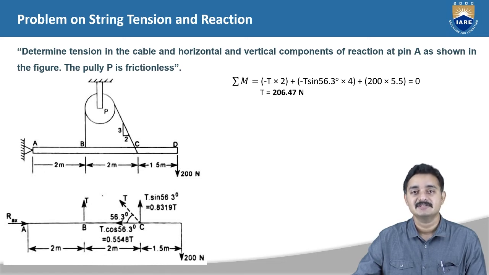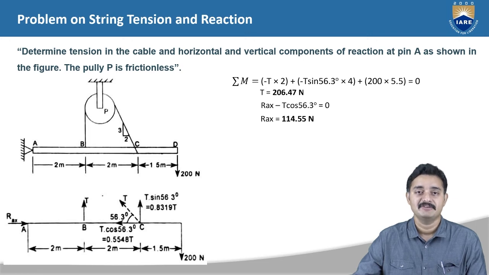Now applying the sigma Fx is equal to 0 condition, we get Rax minus T cos 56.3 degrees is equal to 0, which implies Rax is equal to 114.55 Newton. And applying the sigma Fy is equal to 0 condition, we get Ray plus T sine 56.3 degrees minus 200 is equal to 0. Implies Ray is equal to minus 178.23 Newtons. Here, the negative sign indicates that the vertical component of the reaction is acting downwards.